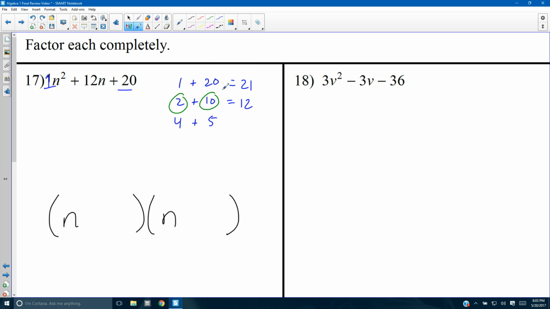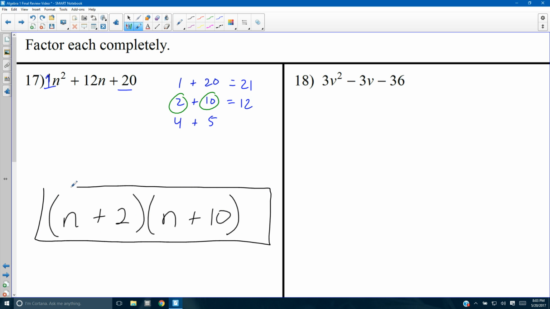So the answer to the question, what two numbers multiply to 20 and add to 12, is 2 and 10, which also answers your factor question. What is this in factored form? It is n plus 2 times n plus 10. If you want to know if you're right, what can you do? You have two options. Number one, the safer option, distribute this back and determine whether it matches up with this.